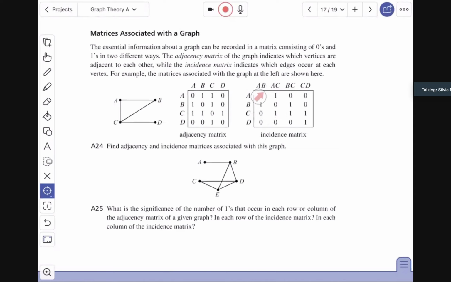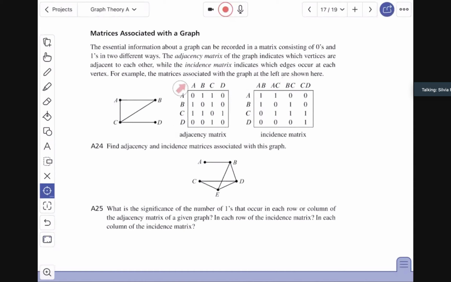So AB will have ones in A and B, AC has ones in A and C, BC in B and C, CD in C and D, all the others are zeros. So this one is easy. Again, I don't use it as much. The one that I use all the time is this one. This is the adjacency matrix, and so we'll focus mostly on this one.